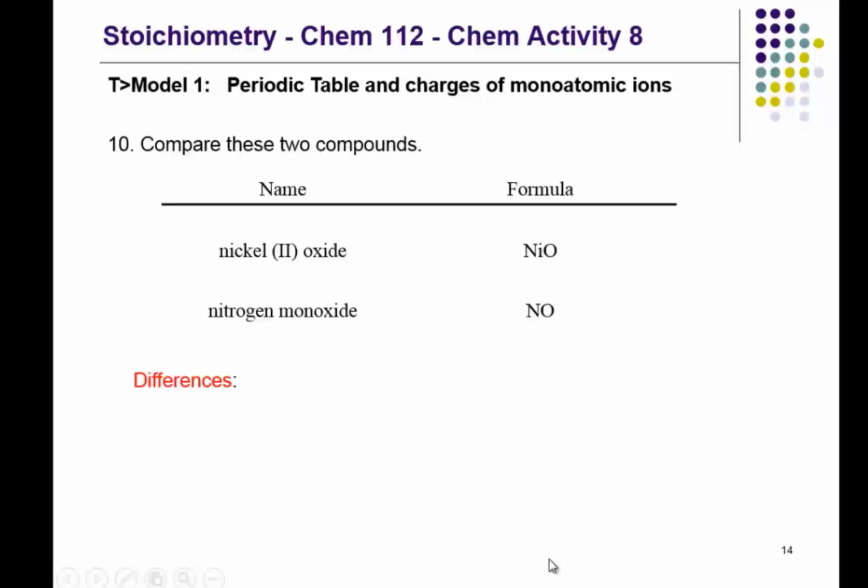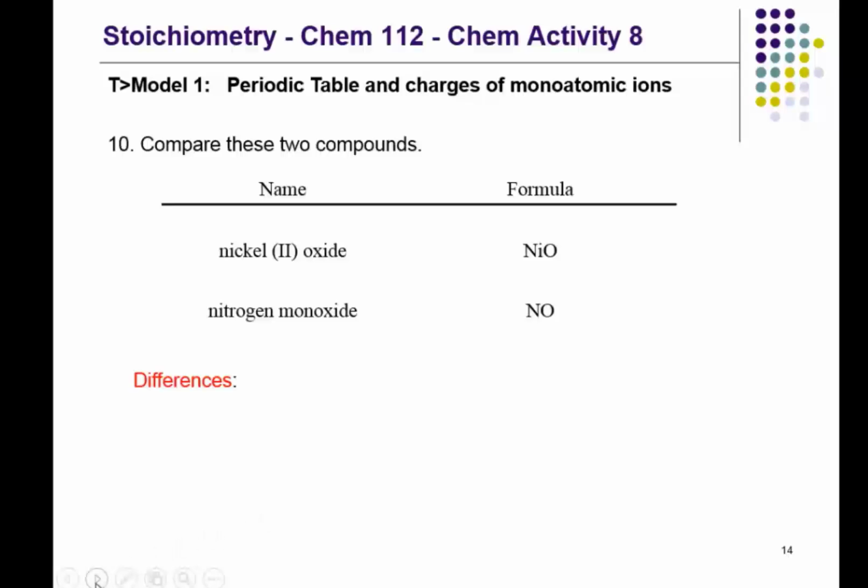However, they do differ in that the first one, of course, is ionic. It consists of both a metal cation and then a non-metal anion. The second one, the nitrogen monoxide, of course, is a molecular compound, and therefore it consists of both a non-metal and a non-metal. Because nickel in the first compound is a transition element, we have to use the Roman numeral to indicate what the charge is. In the second case, because we have a molecular compound, we have to use a Greek prefix in the name so as to indicate what the formula is.